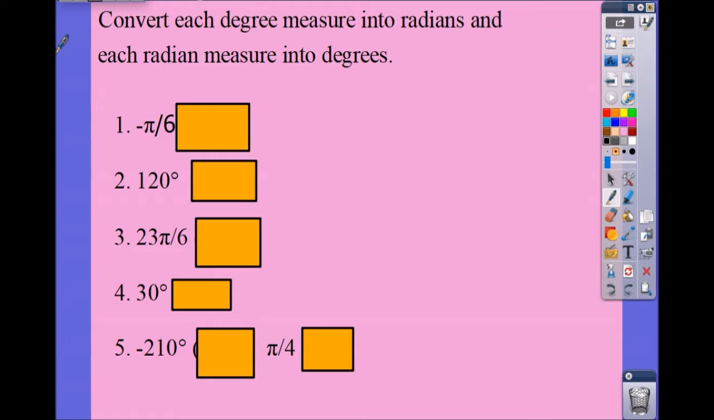Convert each degree measure into radians and each radian measure into degrees. Pause the video and play once you're done. Now these are the actual answers.